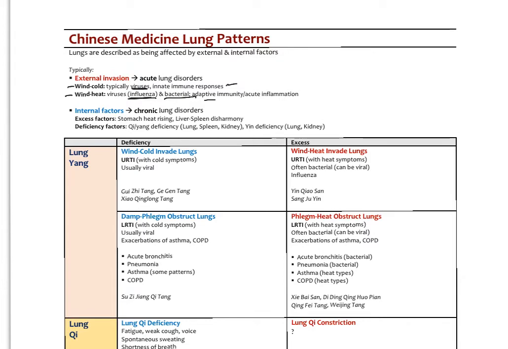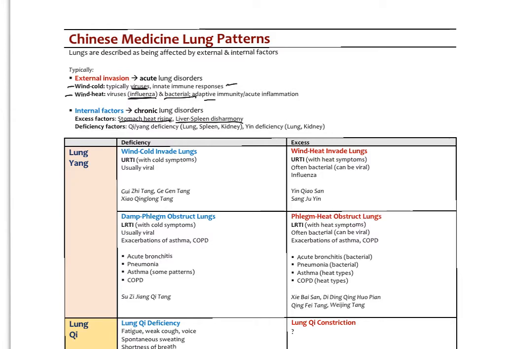So we can have issues. Stomach heat rising would be, for example, the acid reflux picture we talked about in GERD. Actually, that's from another block, sorry, but if we think about acid reflux, that often causes a cough and can cause injury to the lungs. That would be what we might call an excess factor. Liver-spleen disharmony is more like dyspepsia, maybe issues with bile flow and so forth.